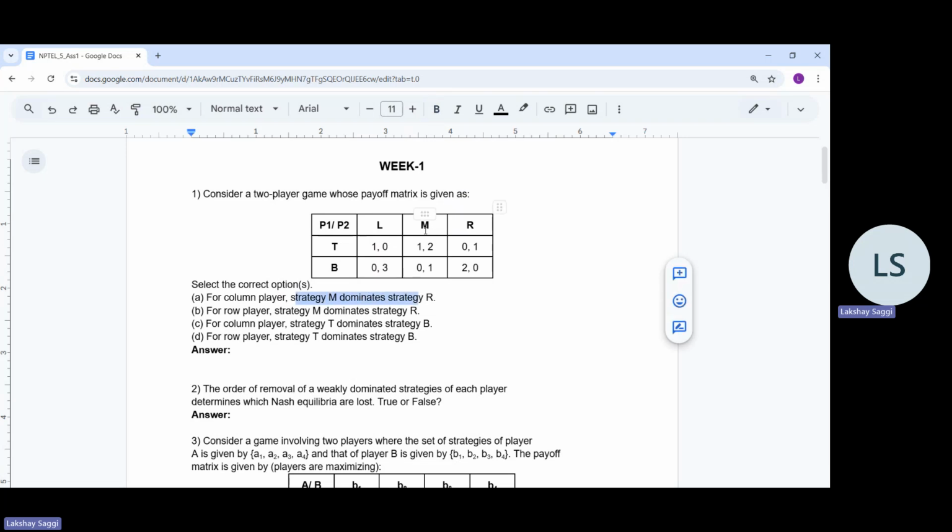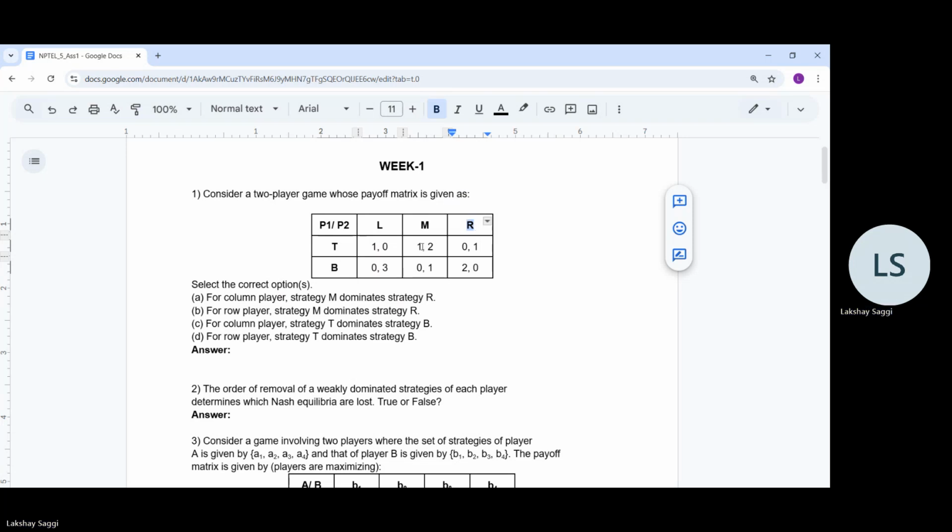So let's just see. I hope everyone knows what domination is. Domination means that we don't care about what player one plays, but about what player two plays. If player two is playing M, then the payoff should always be at least as good as the payoff when player two plays R. This is what domination means on a high level. That is, if player two is playing strategy M instead of strategy R, then the payoff for player two will always be higher, irrespective of whatever player one plays.